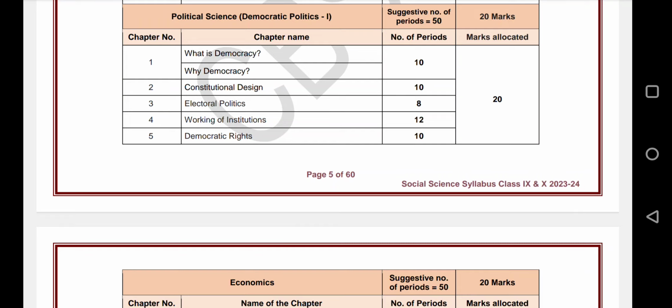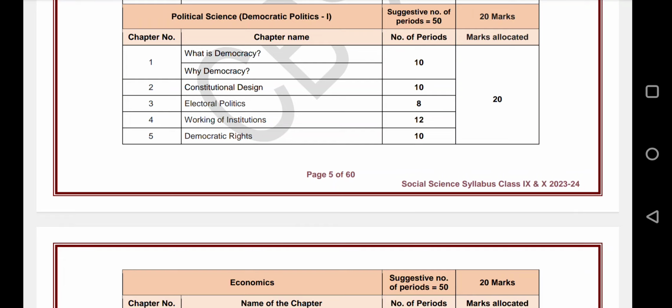Then we have working of institutions, where you will be learning about the different government bodies and how they work. Like if we talk about the government executive part, so how it implements and enforces the laws, how it makes people aware about the laws, okay, and how the laws are made. So you'll be learning about working of institutions in this way.